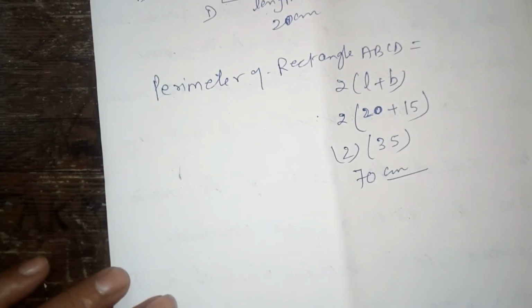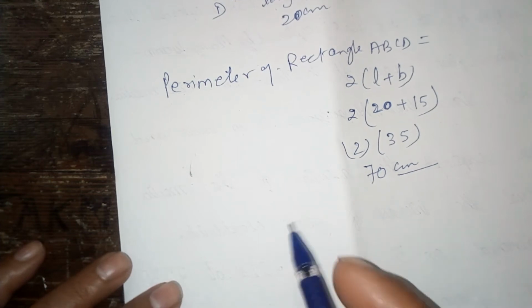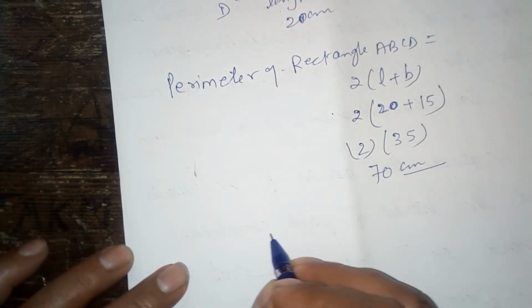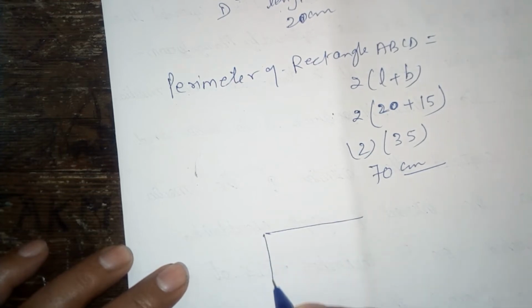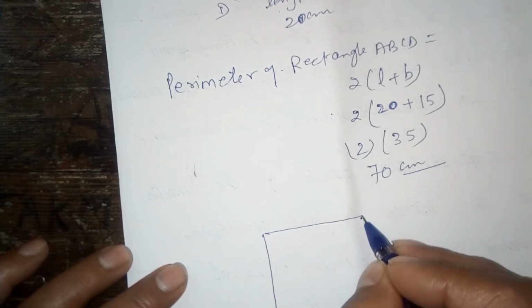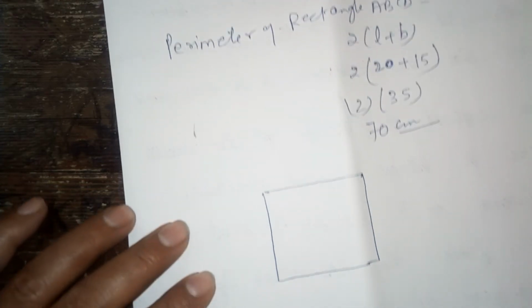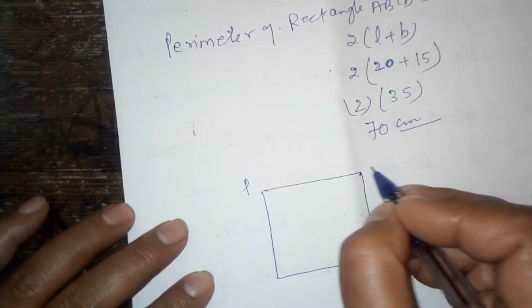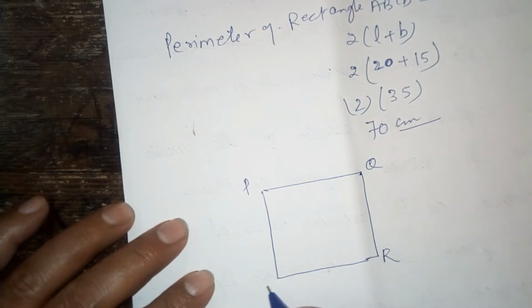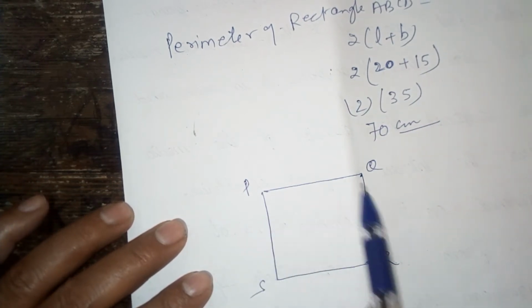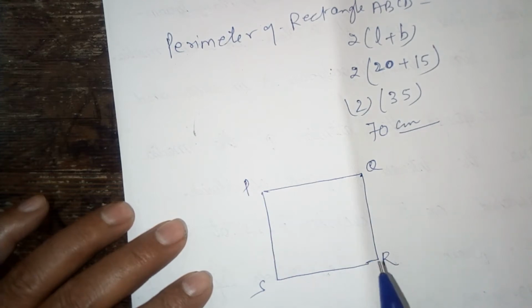So perimeter means sum of all sides. I have one more example for square. As you know very well, in square all sides are equal. Suppose this is PQRS. PQRS is a square. What is a square? Square is a two-dimensional figure which has all sides of equal length.